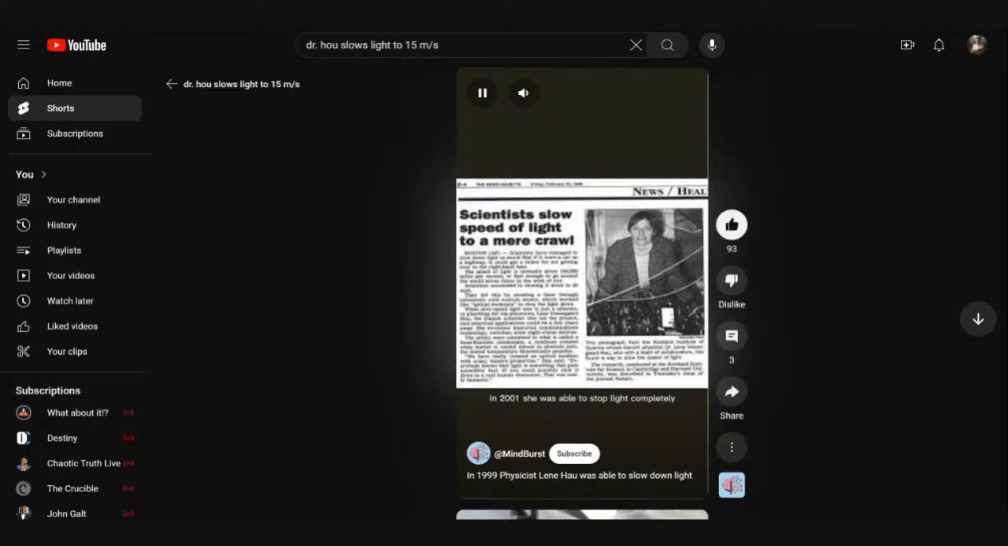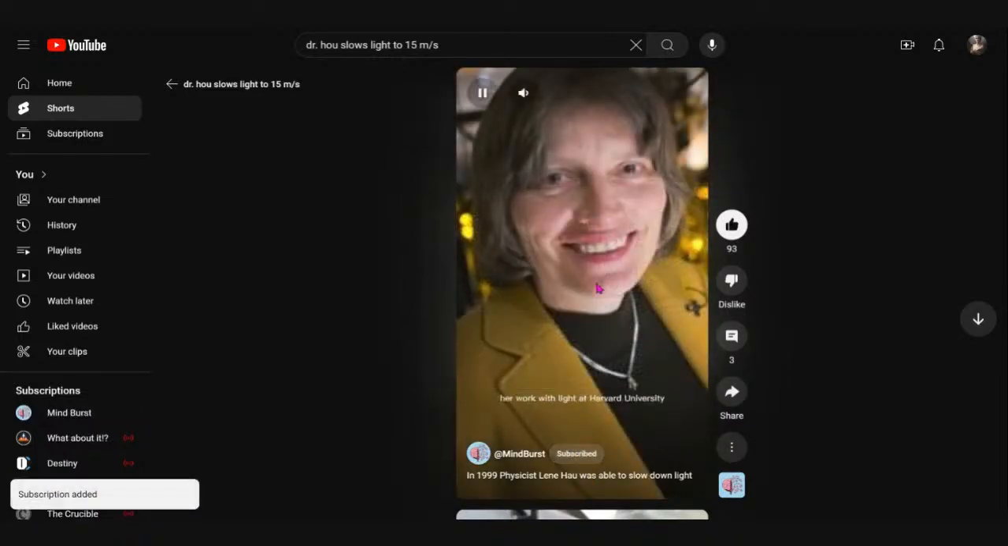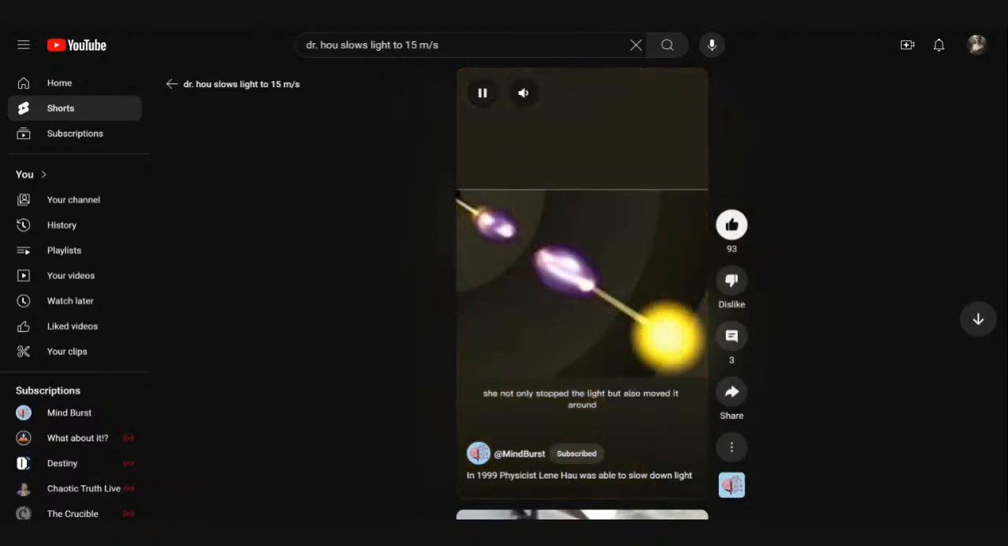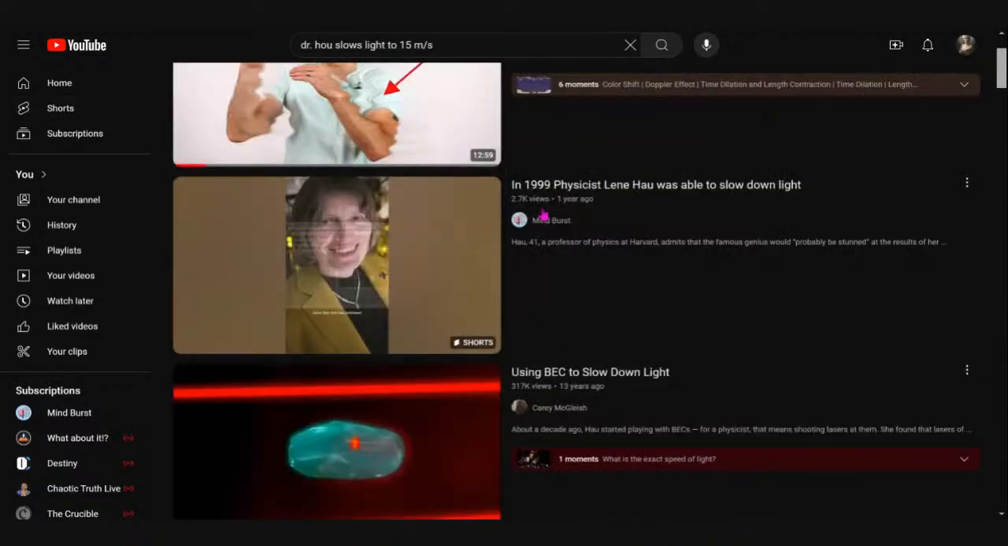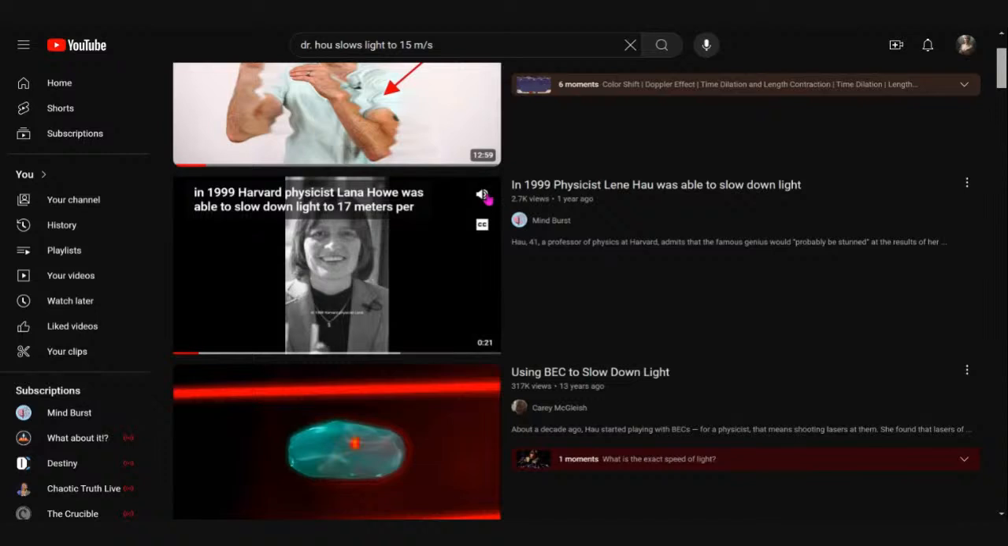17 meters per second. In 2001, she was able to stop light completely. Since then, she has continued her work with light at Harvard University. In her latest experiment, she not only stopped the light but also moved it around, manipulating it for half a minute, before she made it reappear. In 1999, Harvard physicist Lena Howe was able to slow down light to 17 meters per second.